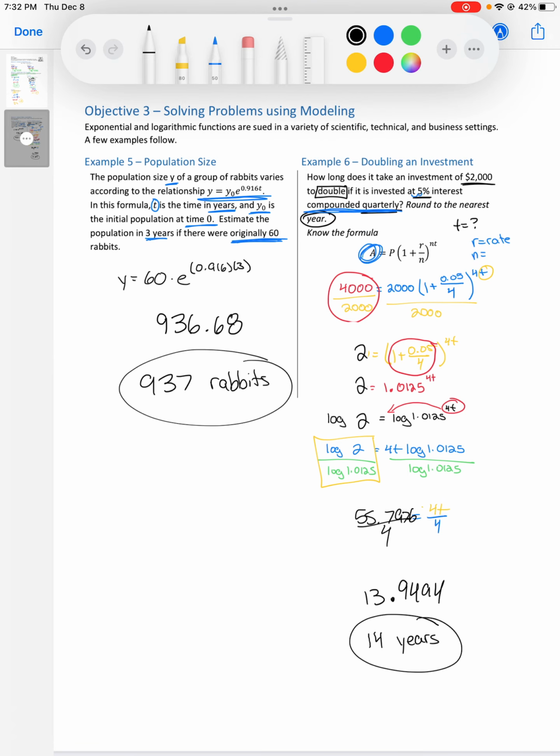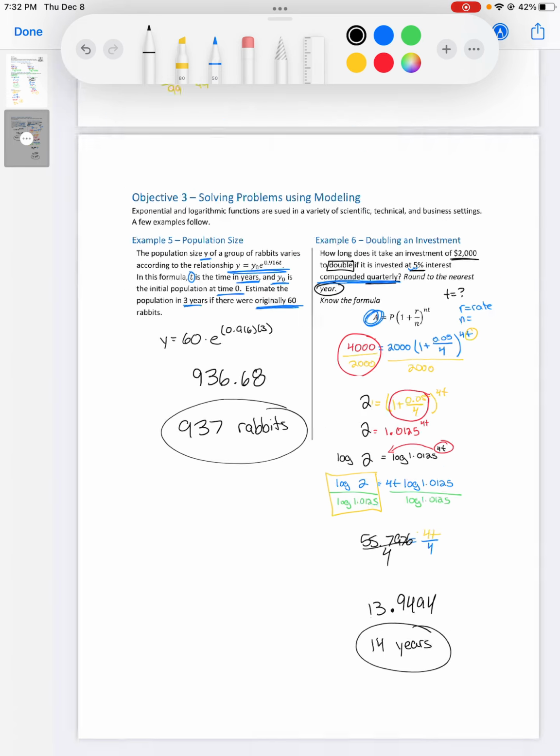Just to summarize, we're solving with logarithms and exponents. To solve an exponent, we can change it to a logarithm, and to solve a logarithm, we can change it to an exponent. Okay.